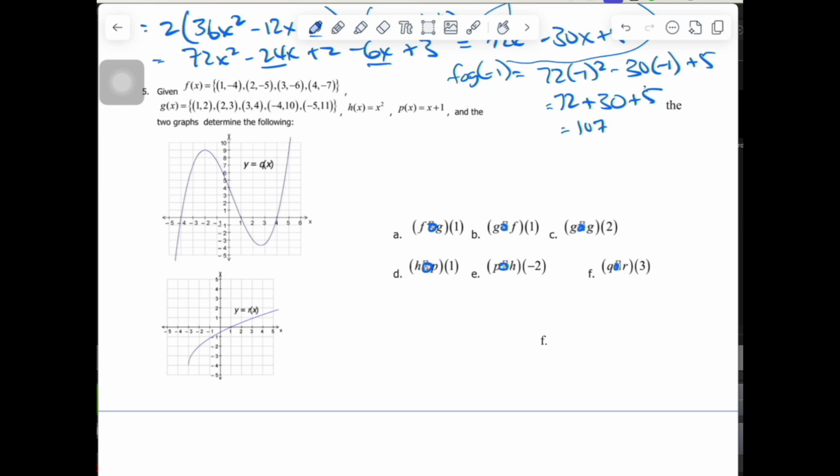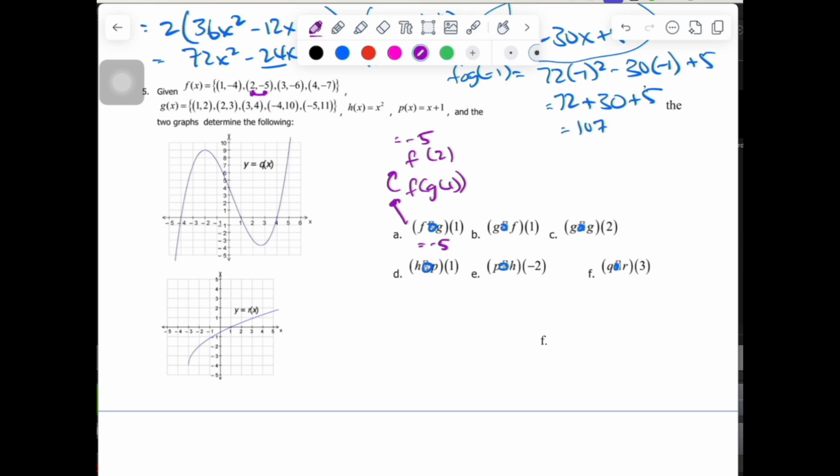So f of g of 1 means we start at g and find 1. Well, 1 produces a value of 2. The output is 2, so they were saying f at 2. I go to f, the x value is 2, and the output is negative 5. And so the first value is equal to negative 5.